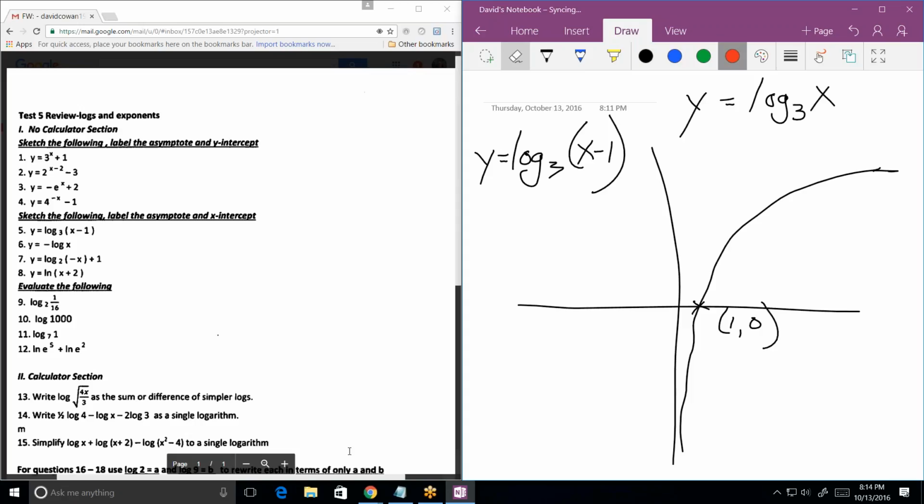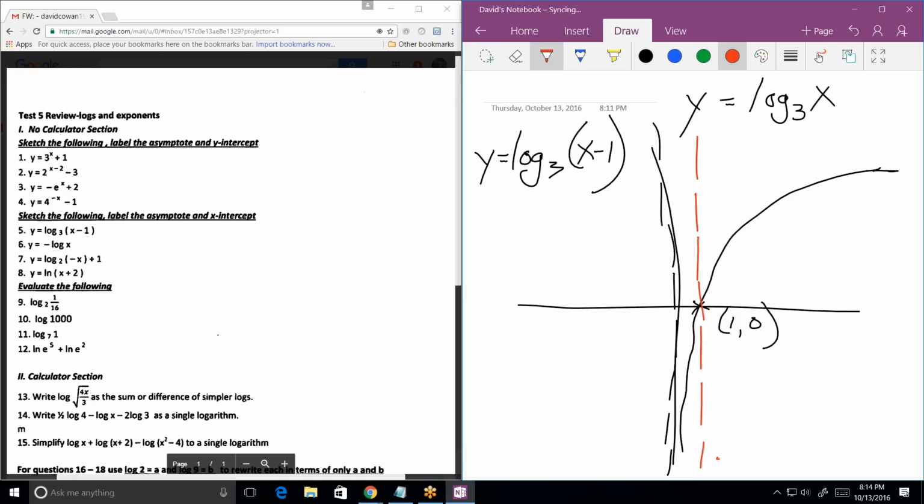Well, to shift this to the right 1, this does incidentally have a vertical asymptote. The original one does. Goes right through there. What's the equation of that line? X equals 0. Correct. Now, when I shift everything to the right, it shifts that vertical asymptote 1 unit to the right also.